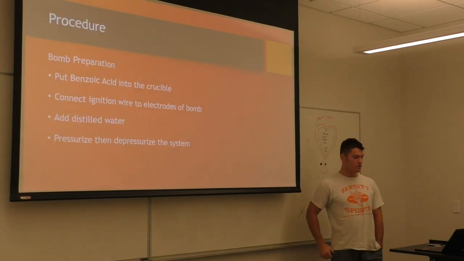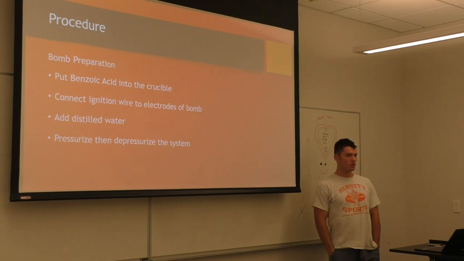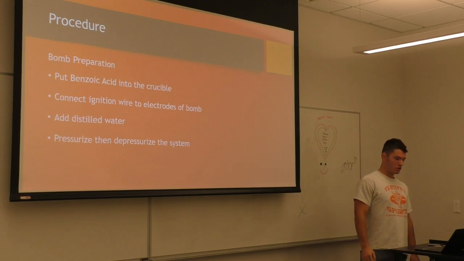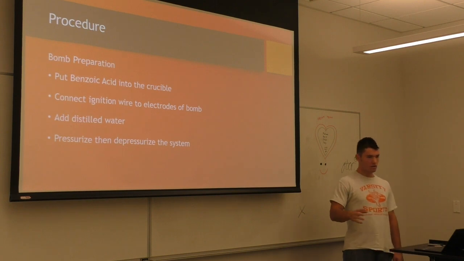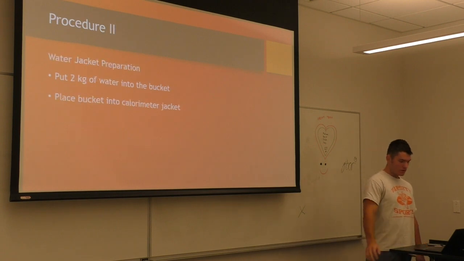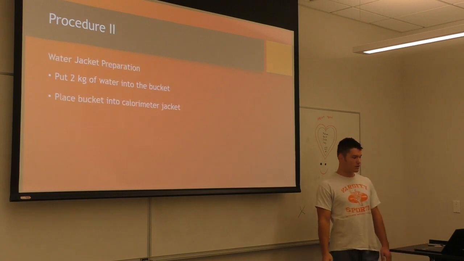So going into the procedure, starting with the bomb preparation, you have your benzoic acid and you put that into the crucible as shown before. What you're going to do next is put the ignition wire on the electrodes of the bomb, add the distilled water, pressurize and depressurize, and go on with that process. You want to prepare the water jacket next. As you can see, put the water in the bucket.